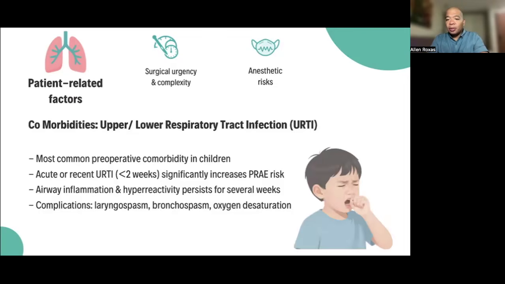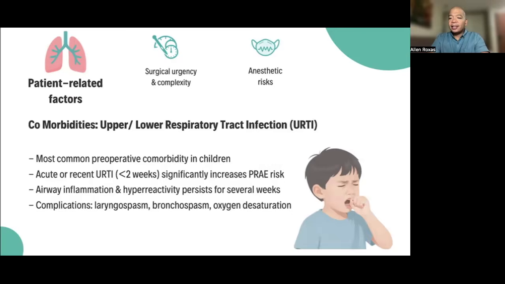Now, one of the most common situations we encounter is a child with respiratory tract infection, whether upper or lower. Respiratory infections increase the risk of perioperative respiratory adverse events, including laryngospasm, bronchospasm, and oxygen desaturation. In general, lower respiratory tract infections carry a higher risk than upper respiratory tract infection. However, the presence of respiratory infection does not automatically mean surgery can be canceled.